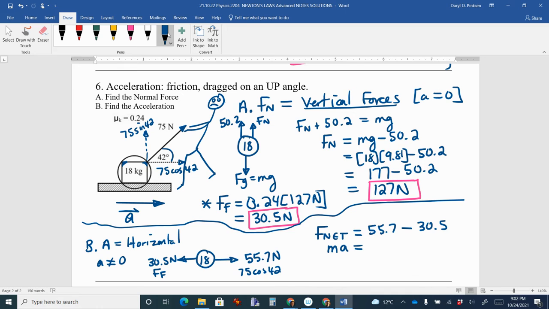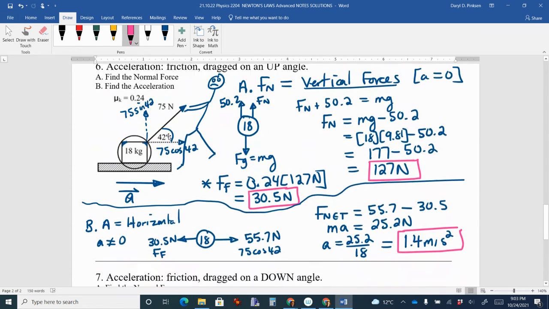We get 25.2. That's the net force. And the acceleration is 25.2 all over the mass, which is 18. And so we divide that by 18 and we get 1.4 meters per second squared. There you go.